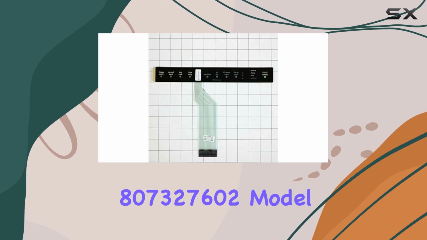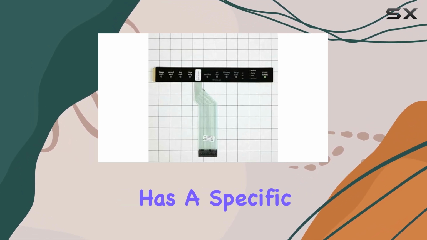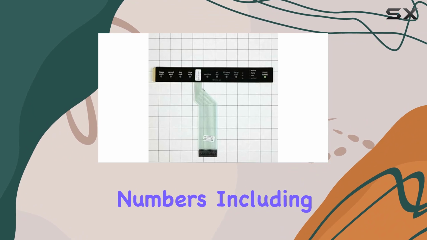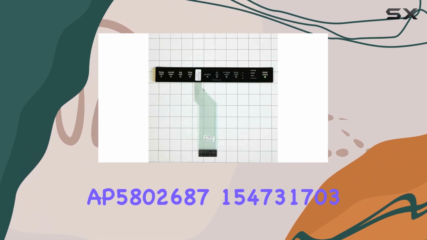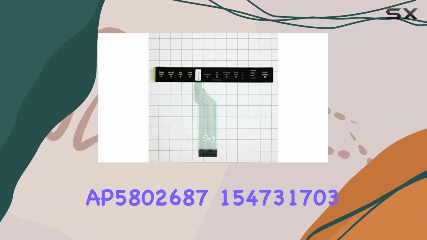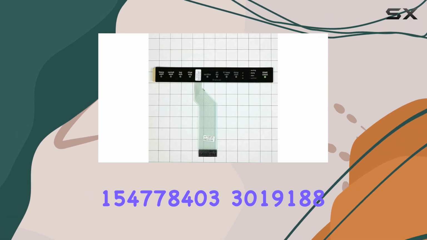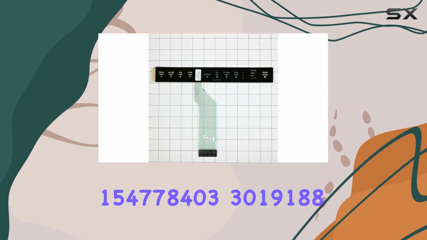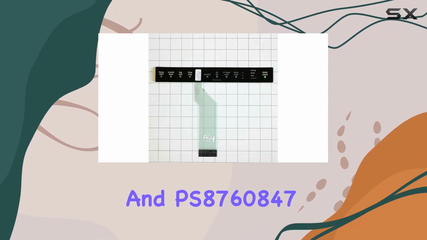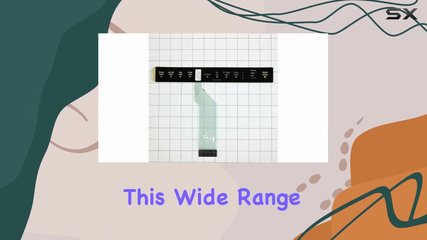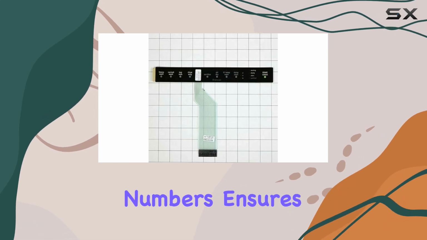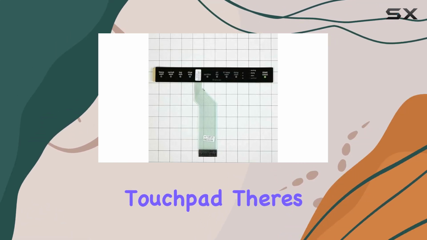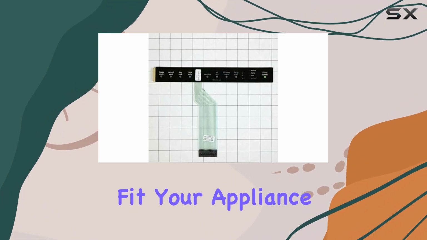The 807327602 model has a specific set of cross-reference numbers including AP5802687, 15473170, 15477840, 3019188, and PS8760847. This wide range of compatibility numbers ensures that if you're looking for a replacement touchpad, there's a good chance this model will fit your appliance.